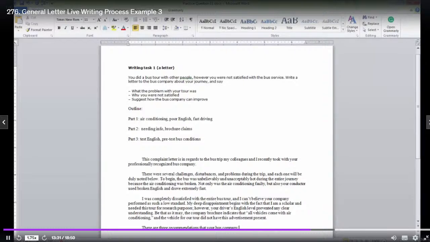three recommendations. It's a formal letter, so it's strong. Not I believe or I think you should make three recommendations. There are, right? There are three things you should do. Let's use good language. Right, let's use some good language here.